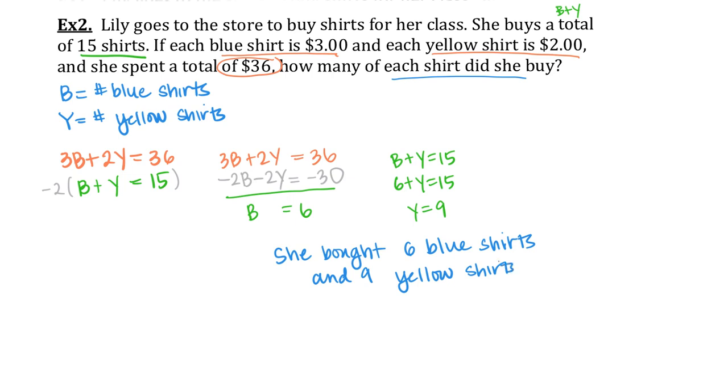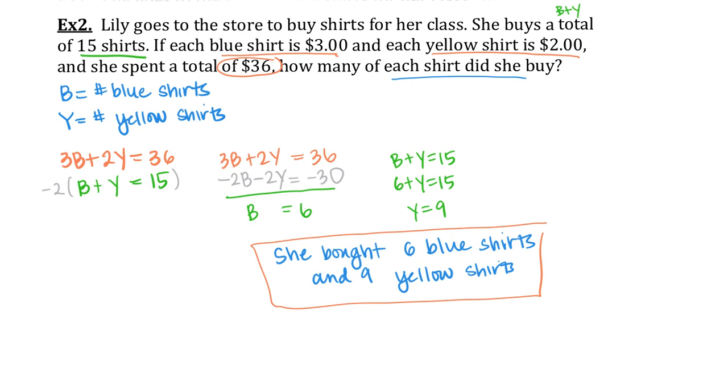Okay, now in this case, again, positive answers make sense. If I had gotten a decimal like 1.5 blue shirts, I would have also thought I made a mistake because that wouldn't make sense. If I go back and read it, she bought a total of 15 shirts. So 6 plus 9 makes a total of 15. And I could double check that the price is correct as well.